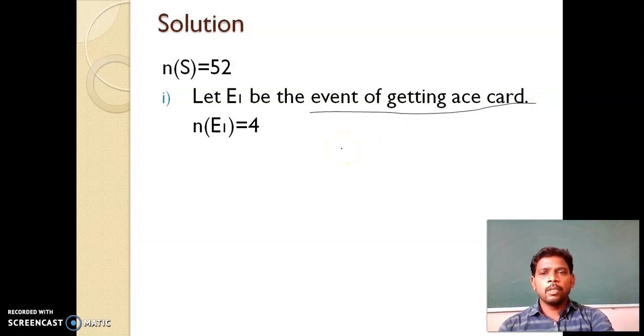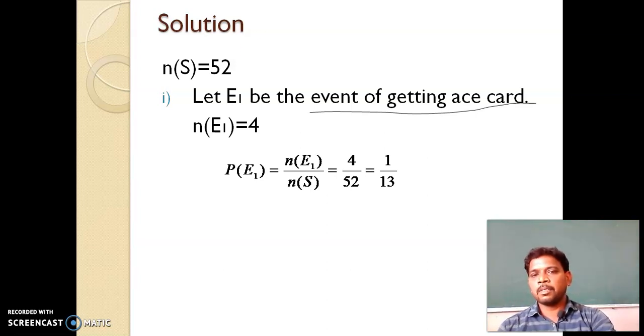So how many ace cards are there? In each variety, 4 different cards are available: ace, jack, king, queen. In diamond there is an ace, in heart there is an ace, in club there is an ace, and in spade there is an ace. So totally 4 aces. So n of E1 equals 4. We divide this by the total, and that is our probability. So 4 by 52, if you simplify this, we get 1 by 13. That is the fourth table.